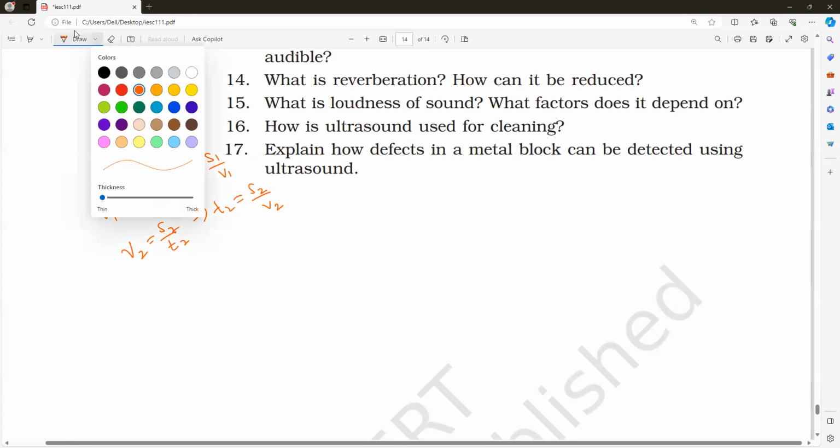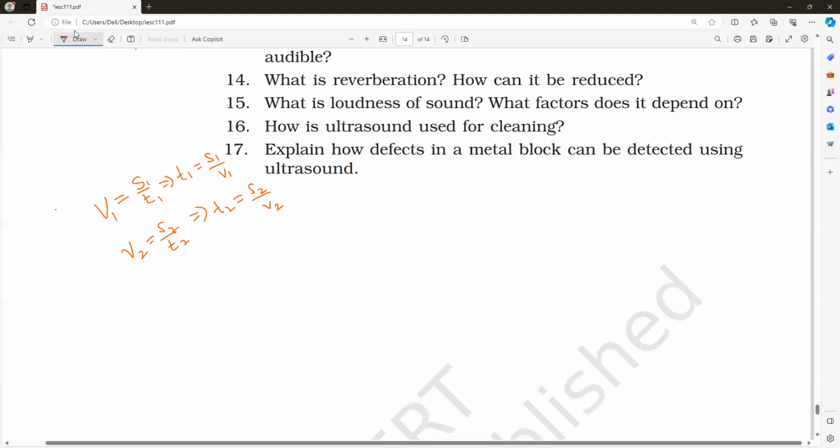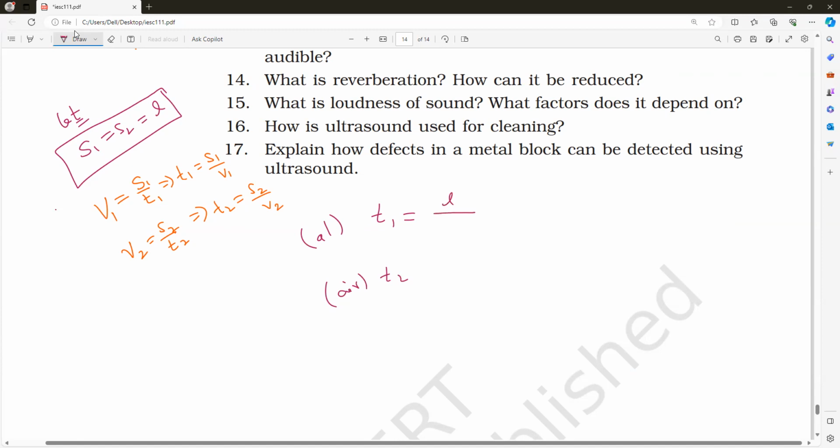Okay, clear. So S1 is equal to S2, which is equal to how much? We assumed already the length of aluminium, L. So now T1. Is T1 the aluminium or air? T1 is the aluminium, T2 is the air. So T1 is equal to L divided by V1, that is 6420. Next, T2 is equal to L divided by 346. Okay, everybody? So this is T1 and T2.